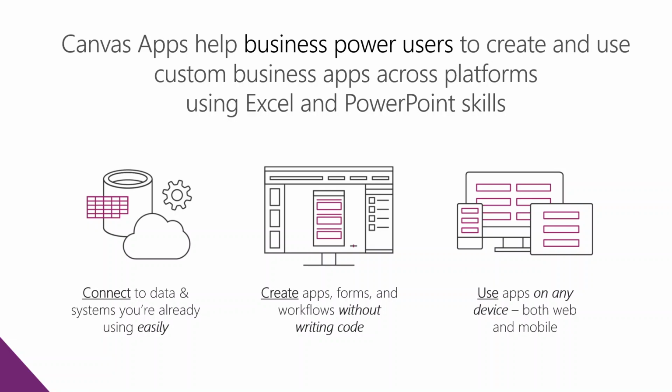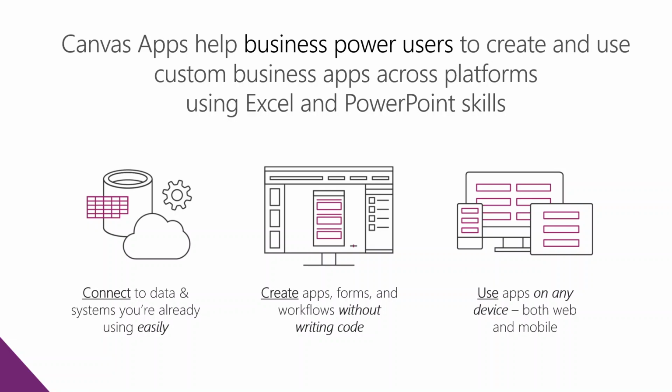A Canvas app is called a Canvas app because you actually get a canvas to paint the app on, if you will. There are two types of apps in Power Apps: Canvas apps and model-driven apps. Canvas apps give you a canvas to paint the user interface on. Model-driven apps are based on the data model, so they're driven by the data model. So those are the differences.